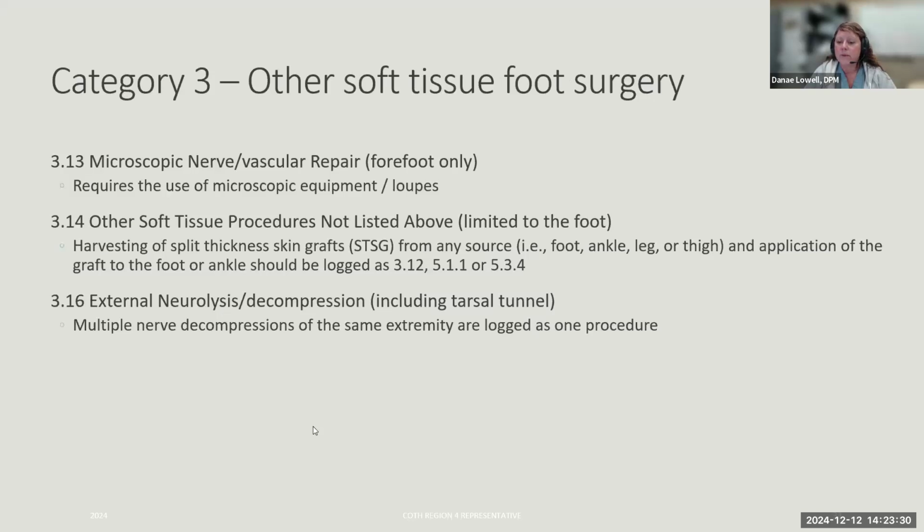Finally, for Category 3, we have repair, which obviously includes the use of that type of equipment. 3.14 is rarely used. If you're looking to log the harvesting of a graft from any source as an isolated procedure, depending on the location, it would be logged as either soft tissue category 3 or category 5 under reconstructive rear foot. When performing neurolysis or decompression, including tarsal tunnel, use category 3.16 and only log once, even if multiple sites are involved.